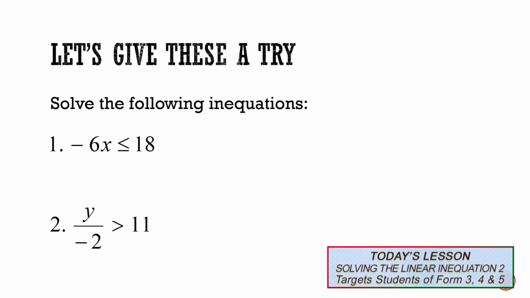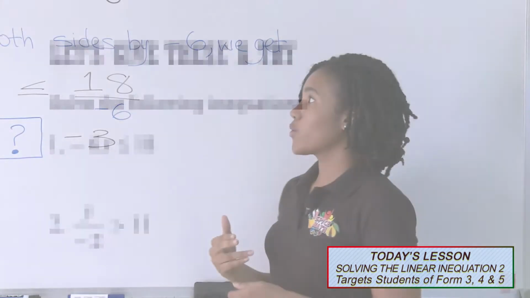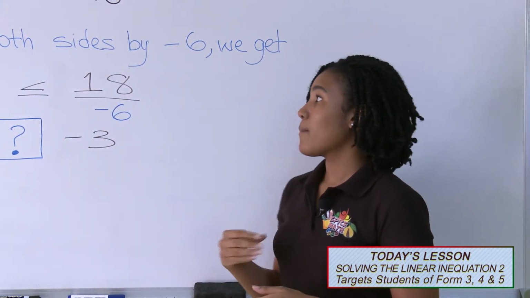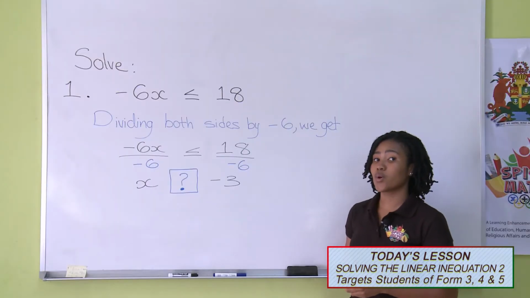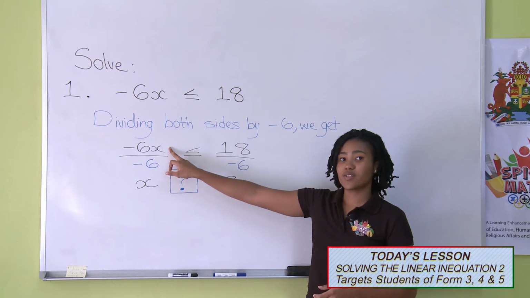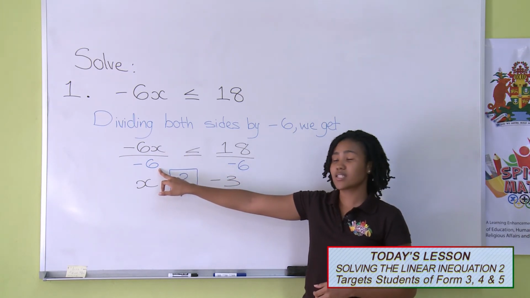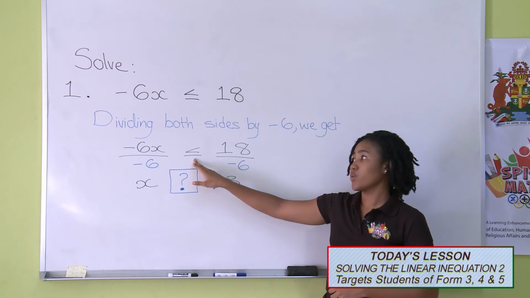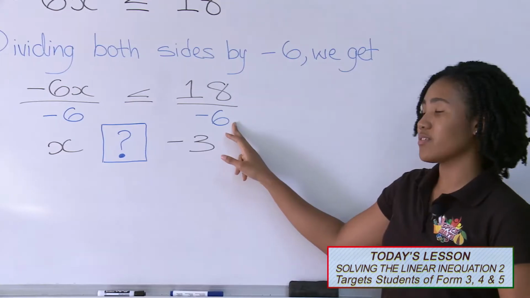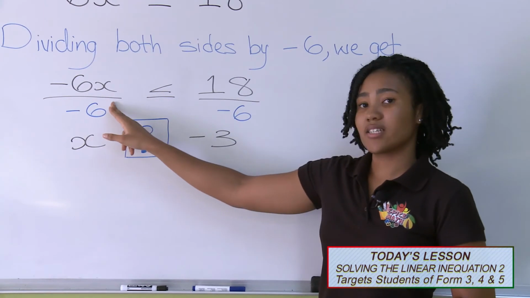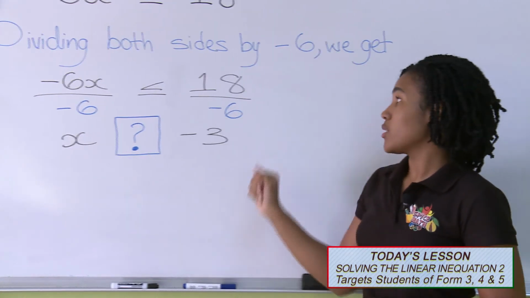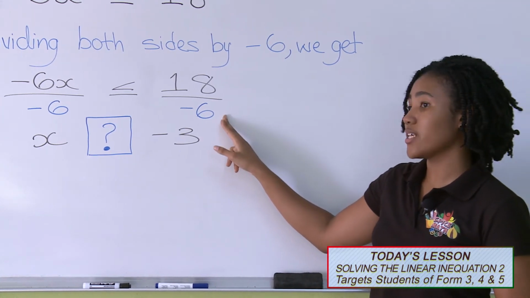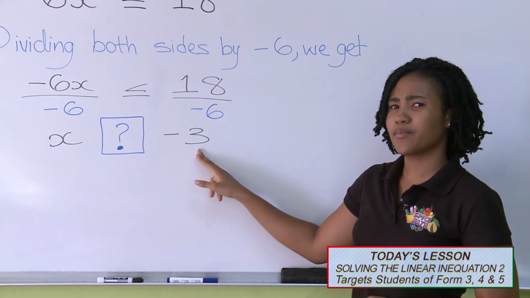So here we have negative 6x is less than or equal to 18. And we're going to solve this linear inequation by dividing both sides by negative 6. When we do so, we get negative 6x divided by negative 6 is less than or equal to 18 divided by negative 6. When we simplify negative 6x divided by negative 6, we get x. And when we simplify 18 divided by negative 6, we get negative 3.